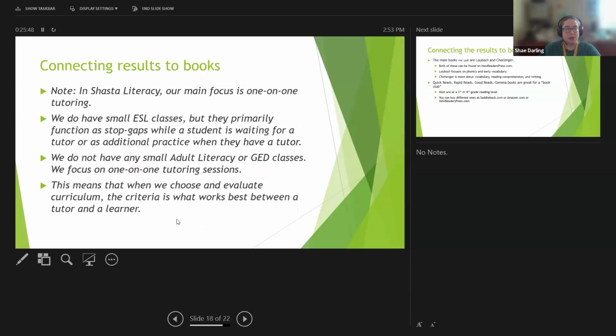Connecting to books. We have small group ESL classes that act as a stopgap for tutoring, but our primary focus is tutoring. So we do not have any GED classes or small adult literacy classes. It's all just one-on-one tutoring.